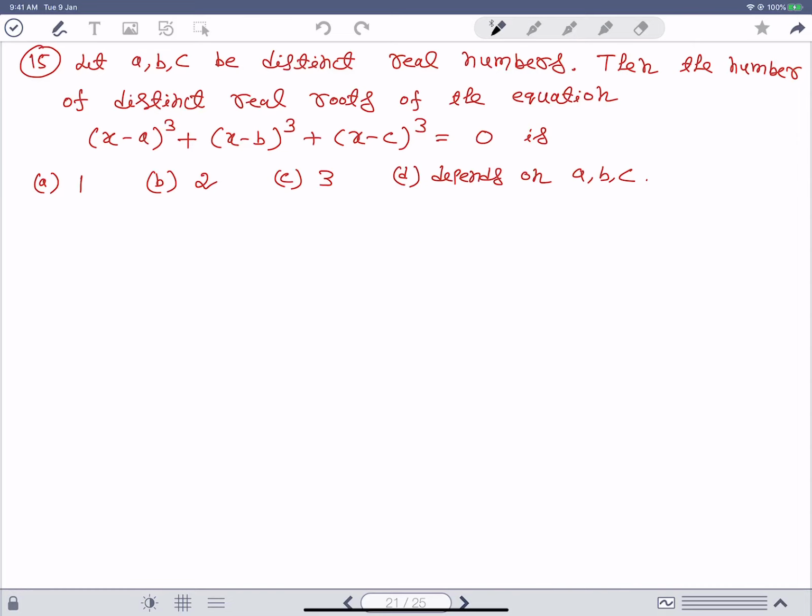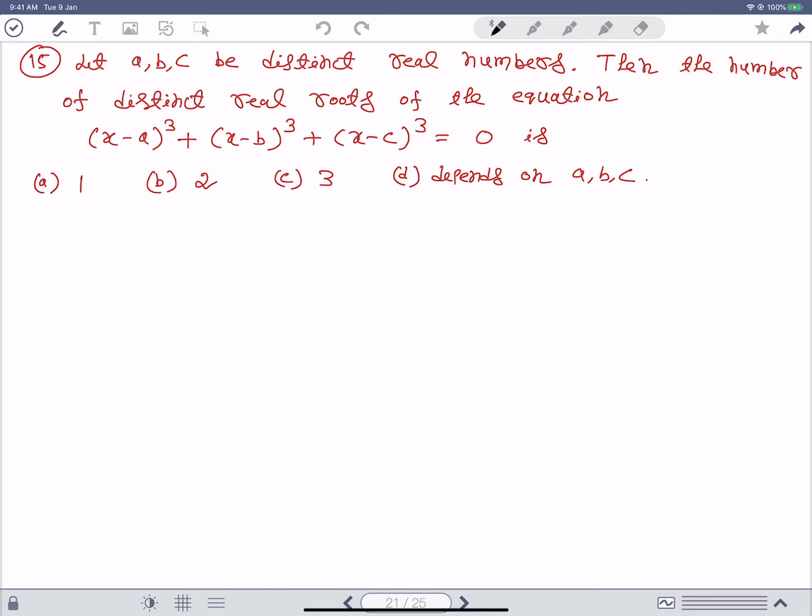Okay, so what are the real roots? Depends on a, b, c. How can it be a, b, c? It should not be a, b, c, right? You should understand the question. So what is the number of distinct real roots? Either it will be 1 or 2 or 3. It cannot be all of this, right?